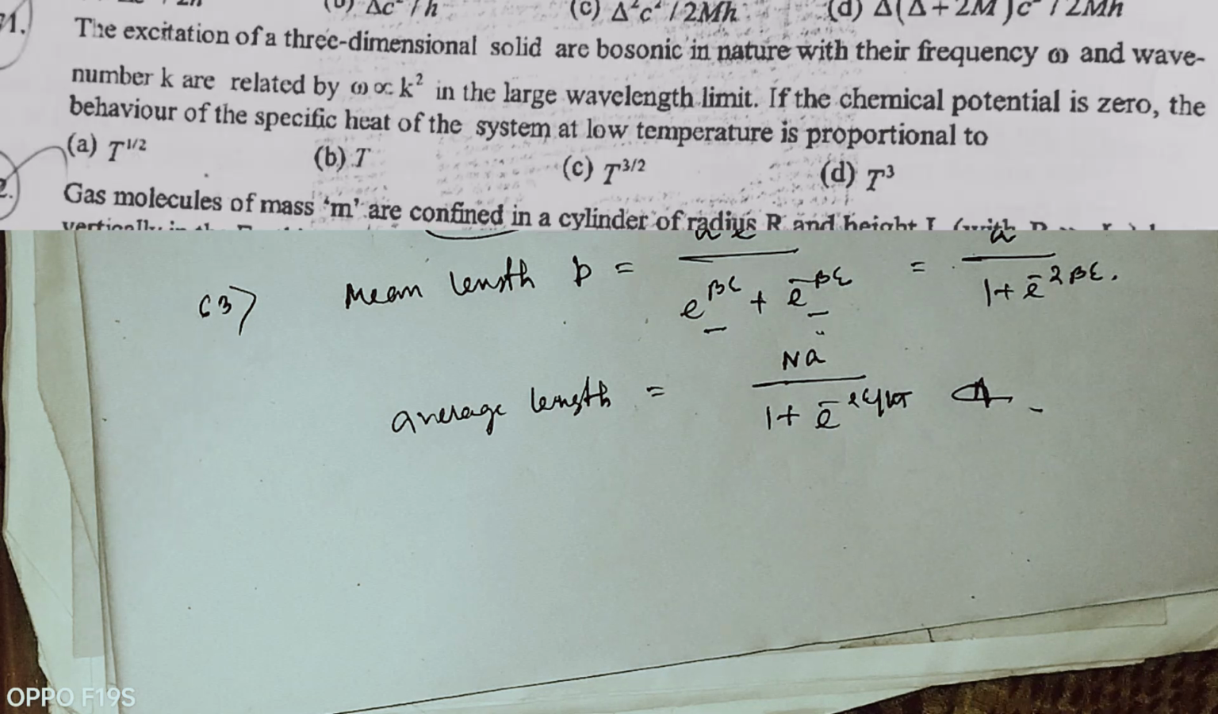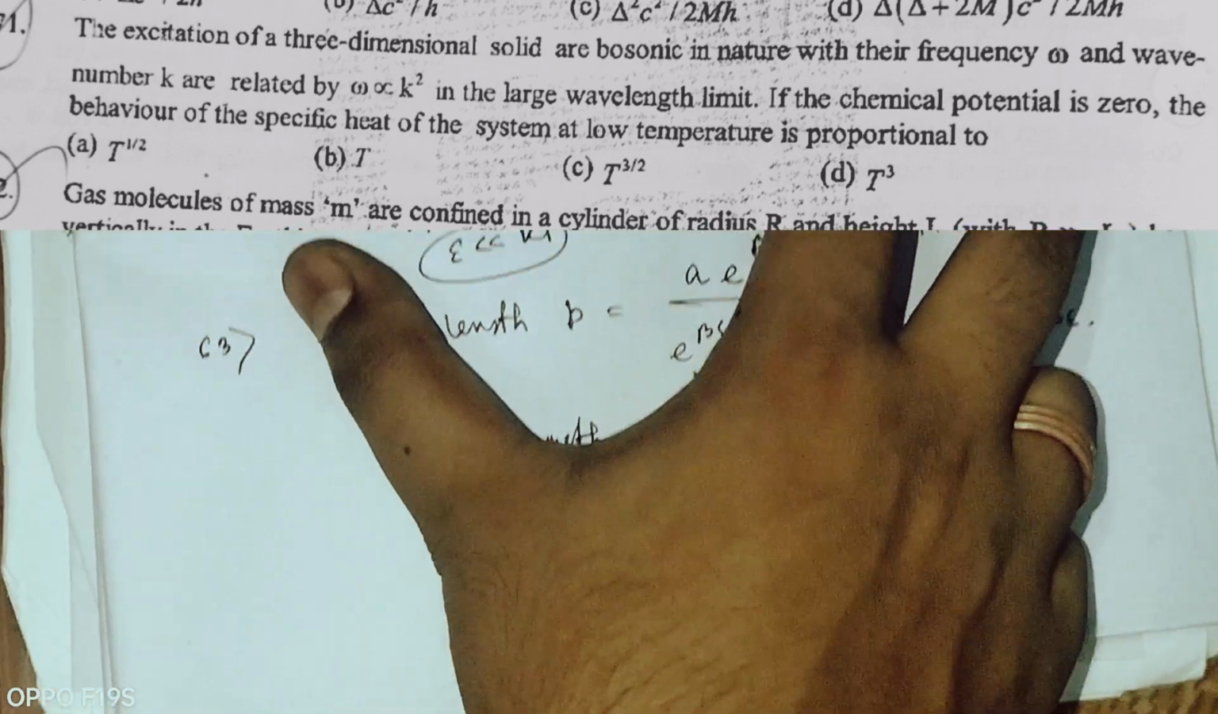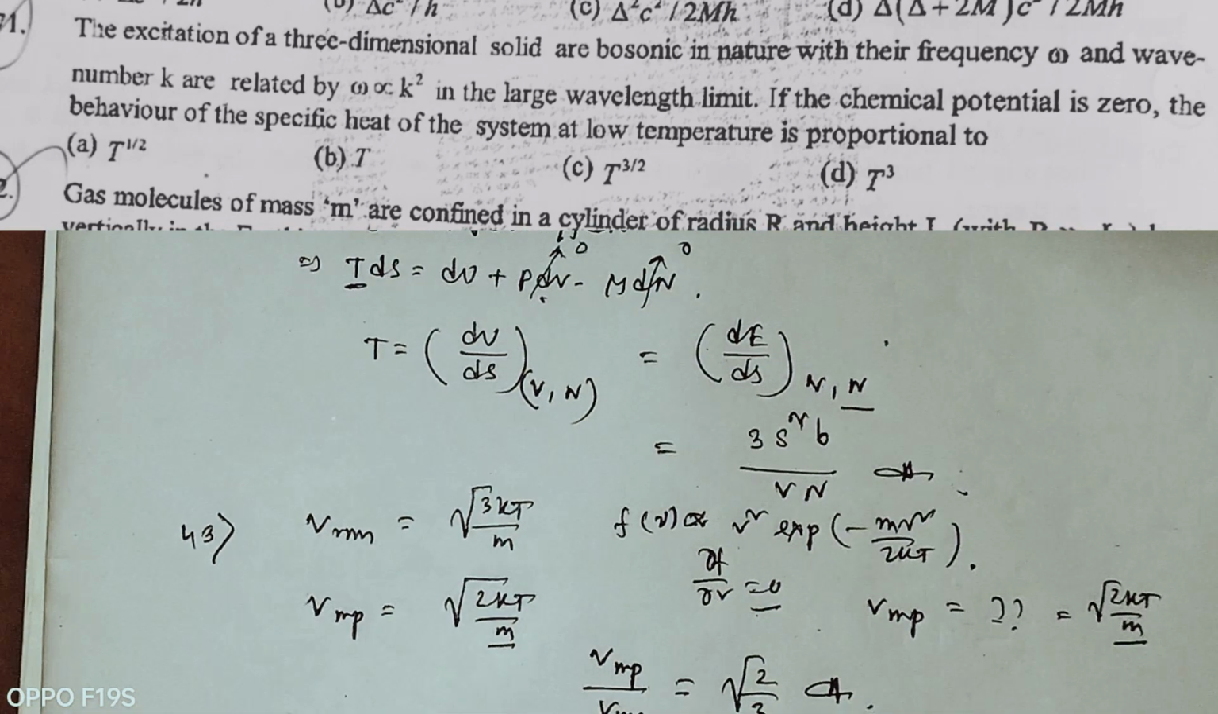It is said that the excitations of a three-dimensional solid are bosonic in nature with their frequency omega, and omega varies as k square in the large wavelength limit. If the chemical potential is 0, then what is the behavior of the specific heat of the system at low temperature? Please give one minute.